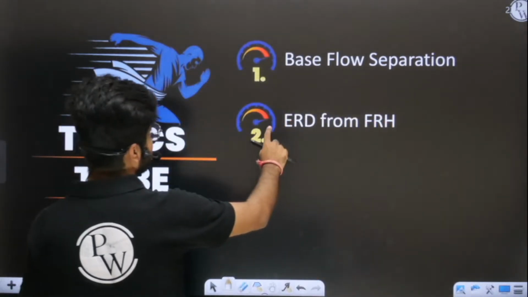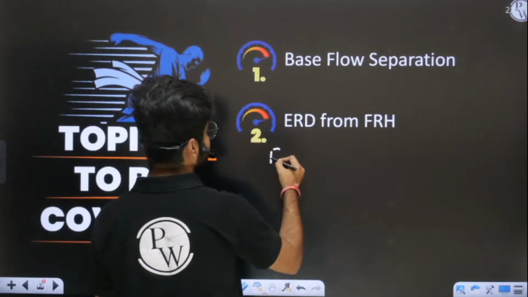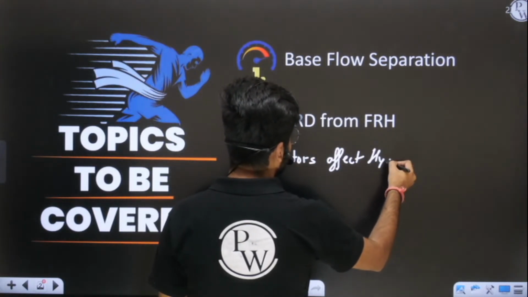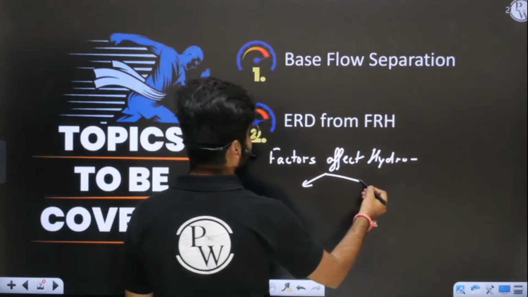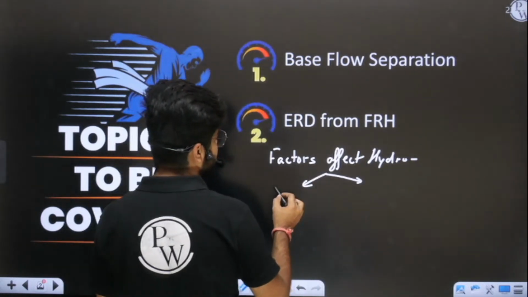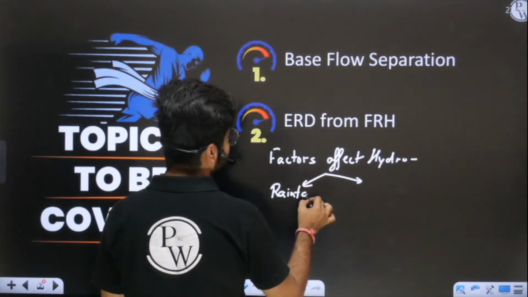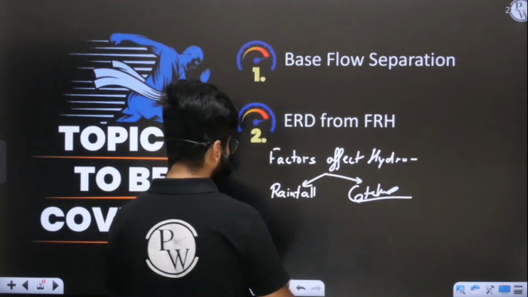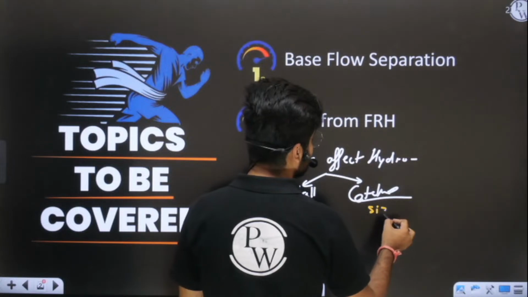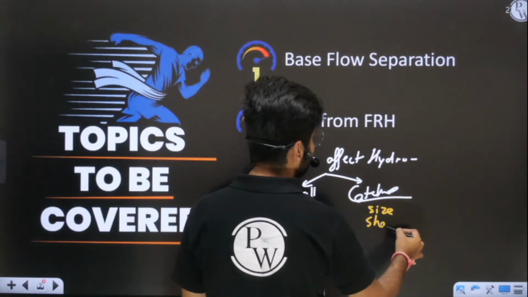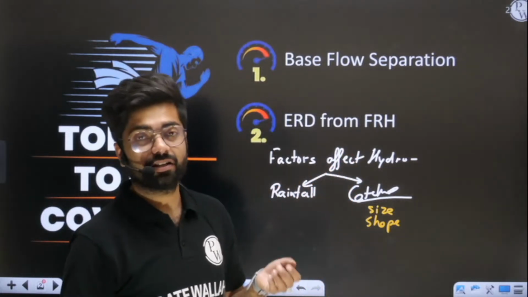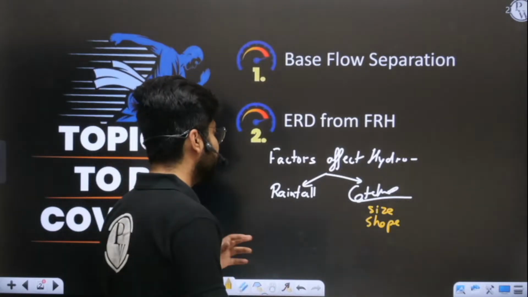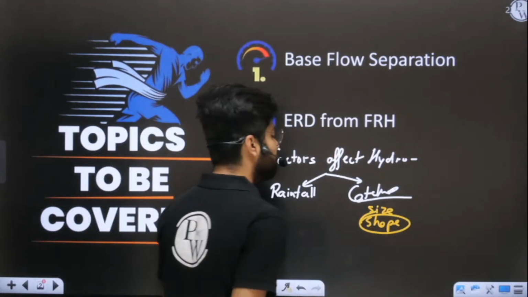In the last class we discussed the factors which affect my hydrograph. The first kind of factors were based on storm rainfall characteristics, and the second were based on catchment characteristics. In catchment characteristics, we talked about the size of the catchment area and the shape: form factor, shape factor, compactness coefficient, long narrow catchments, broad and short catchments. We discussed all the different kinds of shapes and how those shapes will affect the shape of the hydrograph.